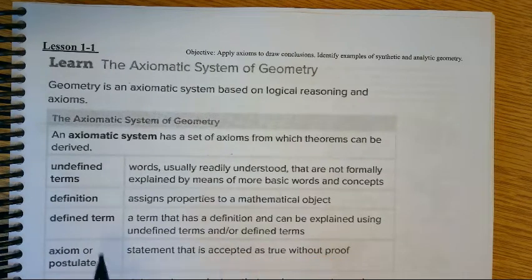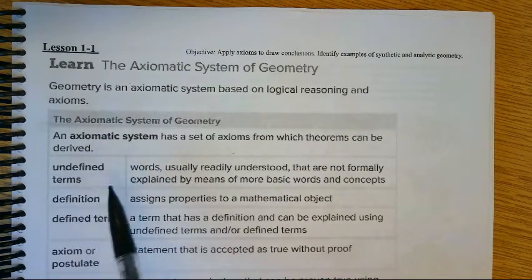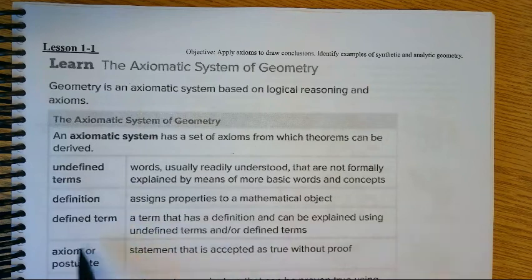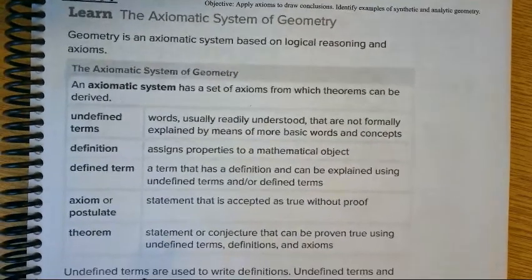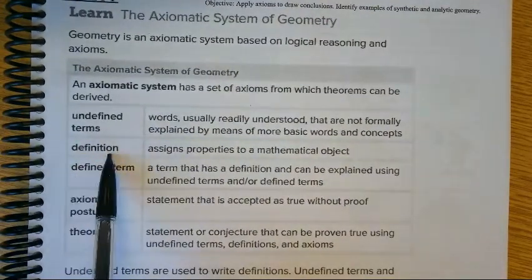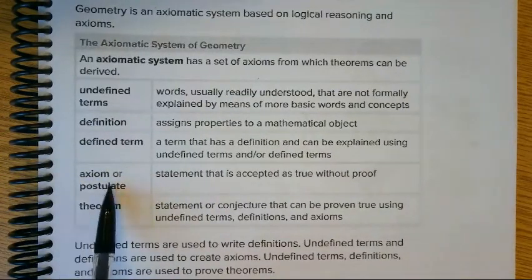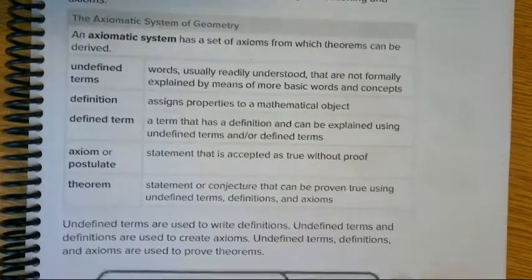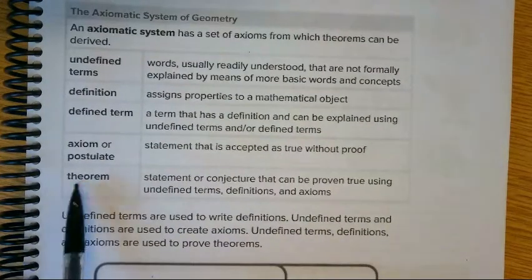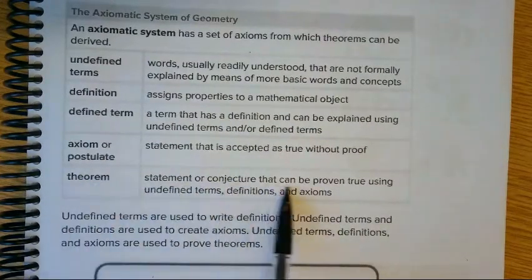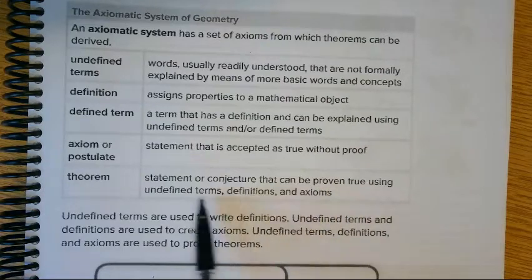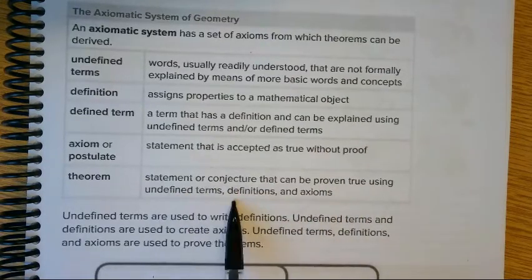We create an axiomatic system based off all of these different kinds of words: defined terms, definitions, undefined terms. The more important things that we will be utilizing are definitions. We'll be using an axiom or a postulate. You might also refer to it as a postulate down the road, and then also a theorem. A theorem is a statement or conjecture that can be proven true using all of these different things.